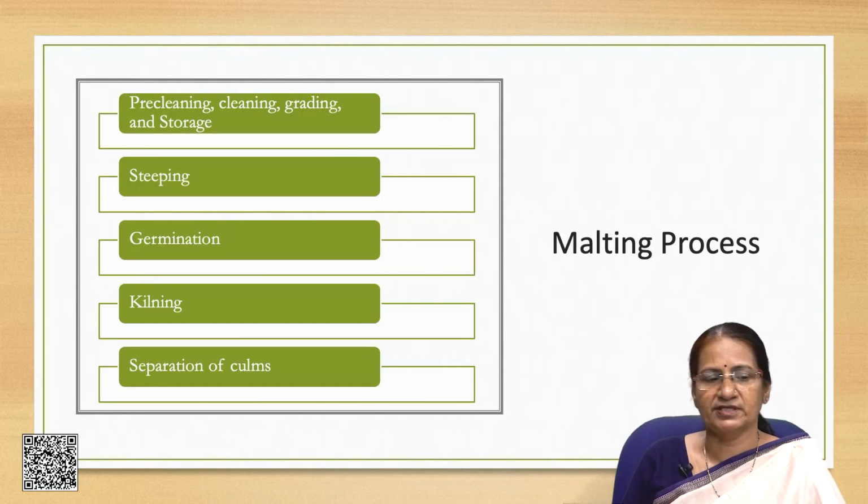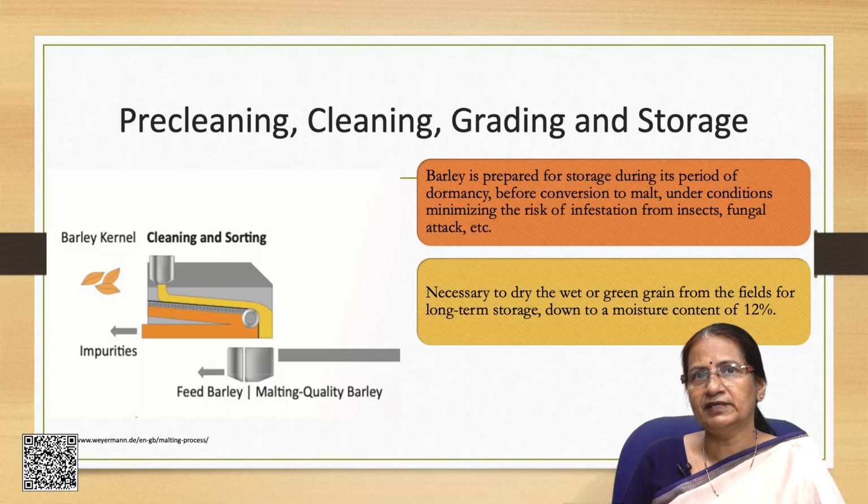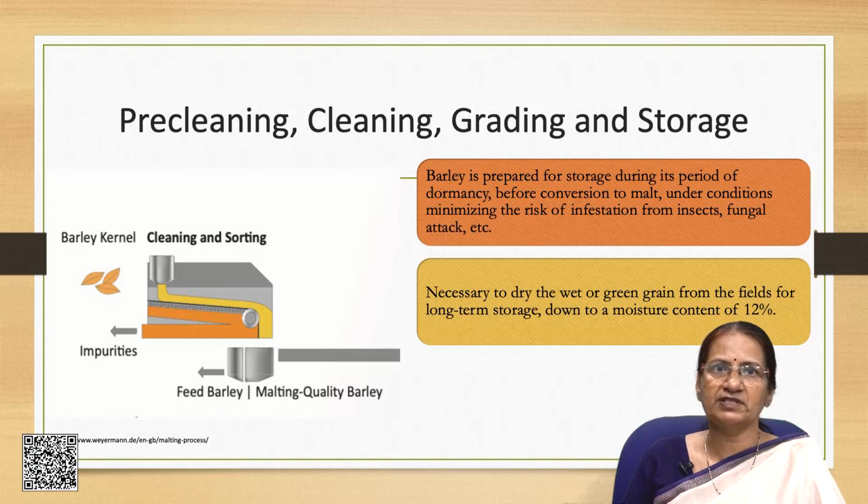Now, the malting process. It starts with pre-cleaning, cleaning, grading and storage. Then the next step is steeping, followed by germination, kilning and separation of culms. Now let us start with the process. The first process is pre-cleaning, cleaning, grading and storage.